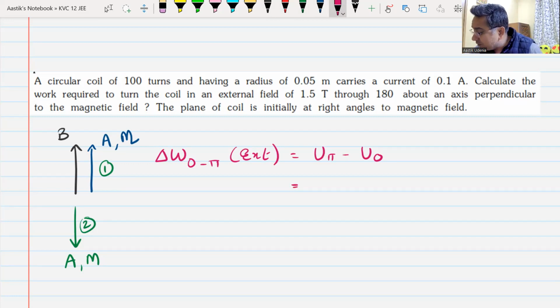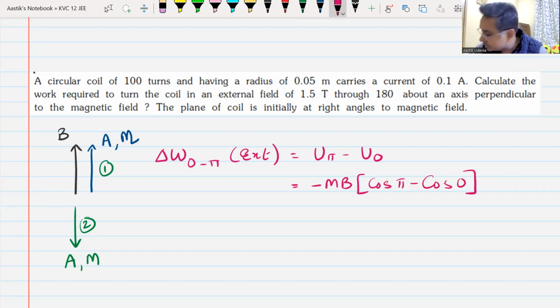Energy at 180. So I take minus MB outside. Cos of 180 minus cos of 0. Do we understand this? So cos of 180 is minus 1, cos of 0 is plus 1, minus 1 minus 1 is minus 2, minus 2 into minus. Answer will be 2 times MB. That would be the answer that we are looking at. Do we get this?